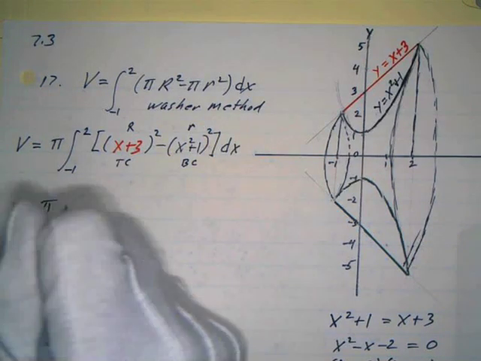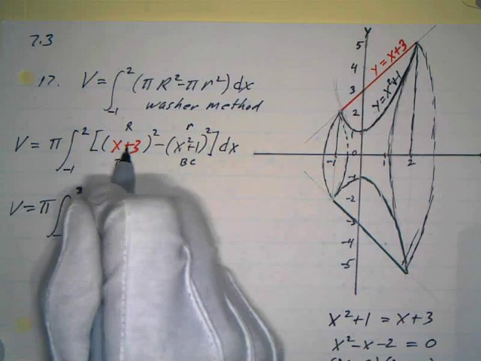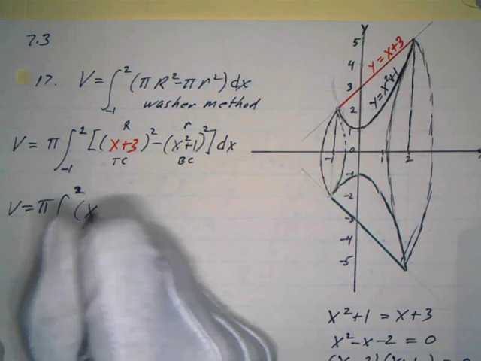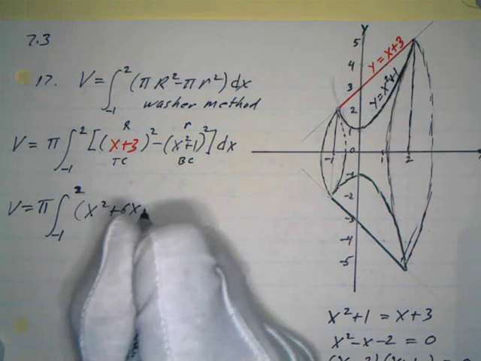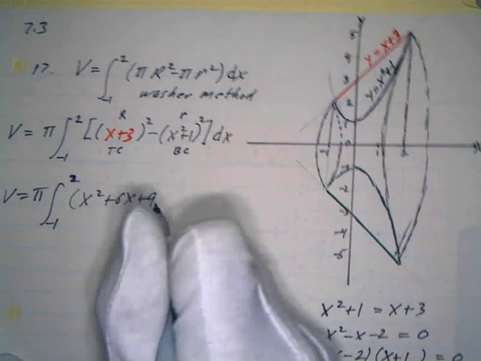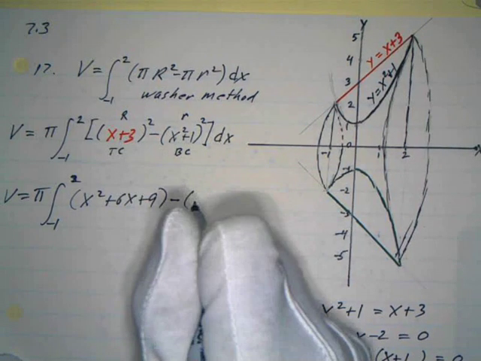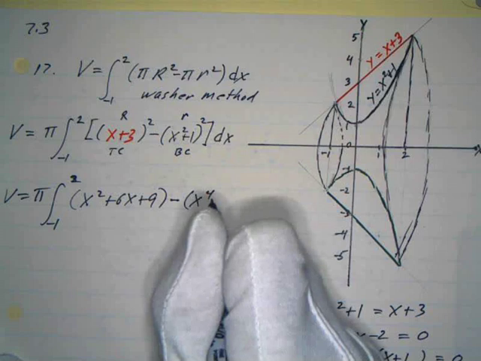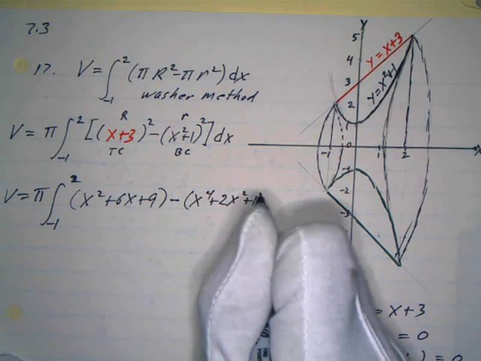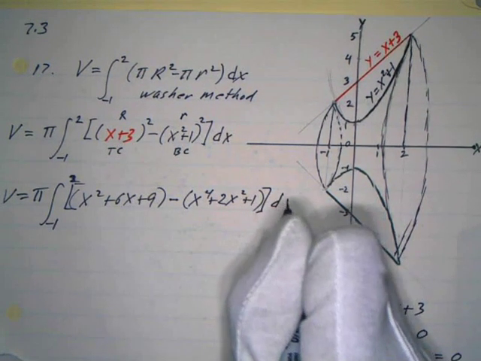So volume equals pi times the integral from -1 to 2. Pardon me. And we have to square this out, so we're going to get a binomial squared, so that's just going to be x squared plus 6x plus 9, minus this one, and if I square that out, that's going to be x squared squared, which is x to the 4th, plus 2x squared plus 1, and that's all with respect to x.